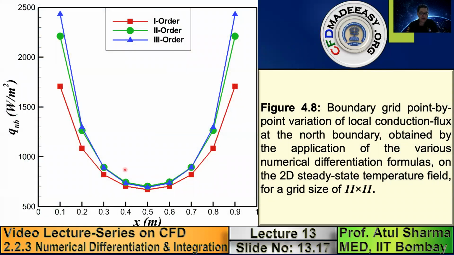Whatever I showed you in the previous slide is a graphical representation where you have a symmetric variation of the heat fluxes between the left half and the right half. The red curve shows the first order numerical differentiation, green represents the second order backward differentiation, and the blue represents third order backward differentiation. Note that this figure is symmetric on the left half and the right half because the temperature distribution was symmetric.